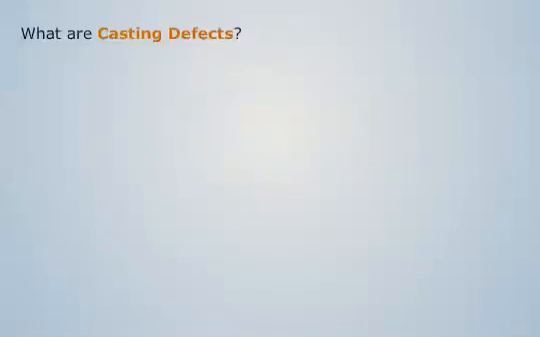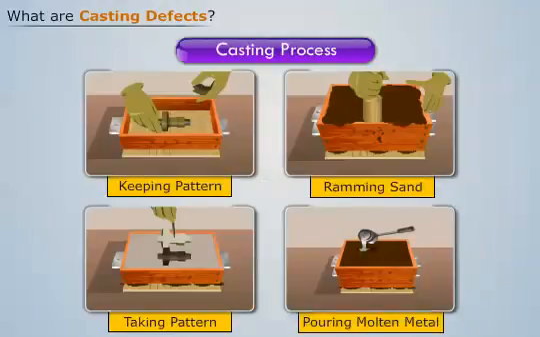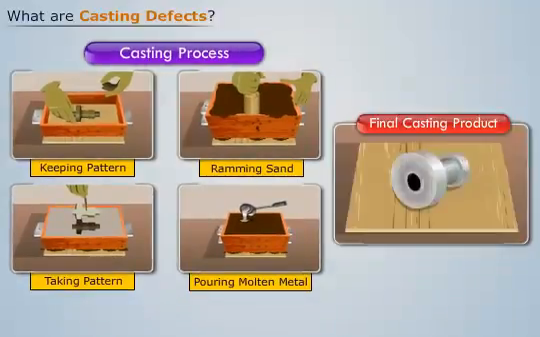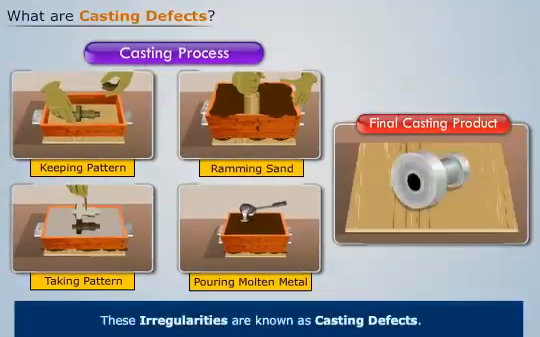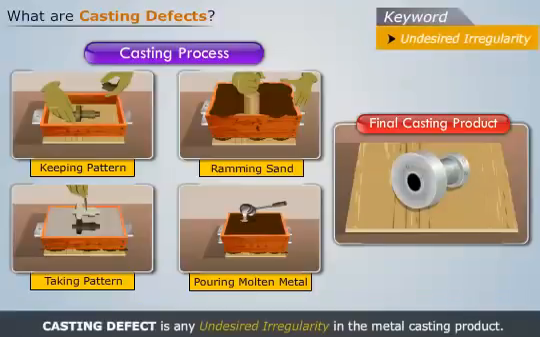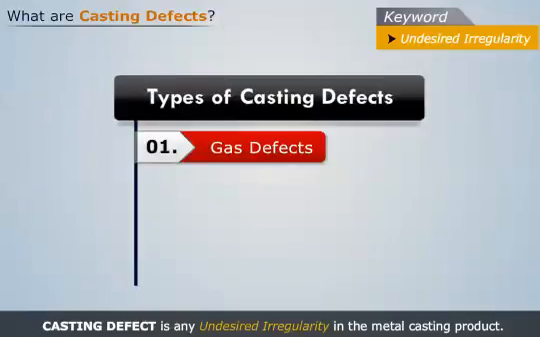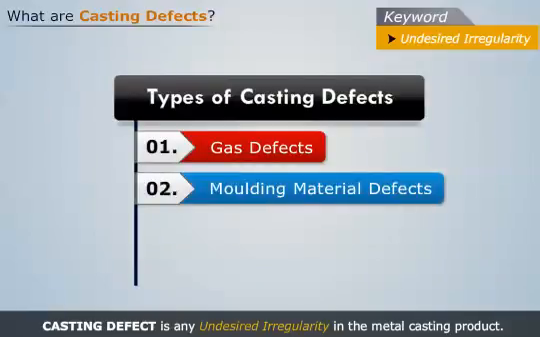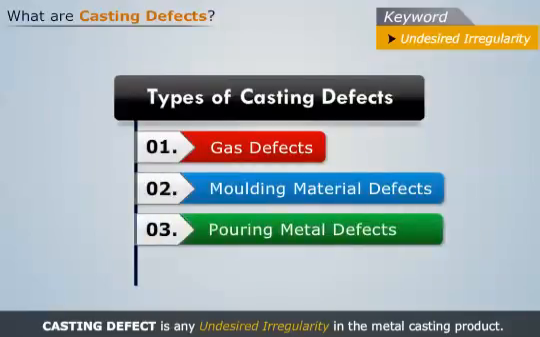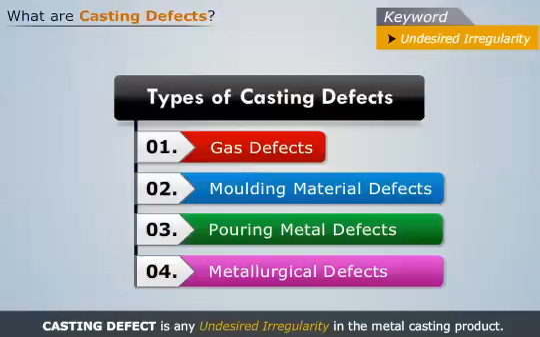Defects. During the casting process, several undesired irregularities creep into the final casting product. These irregularities are known as casting defects. Thus, a casting defect is any undesired irregularity in the metal casting product. Casting defects are broadly classified into gas defects, molding material defects, pouring metal defects, and metallurgical defects. Now let's discuss each of these defects one by one.